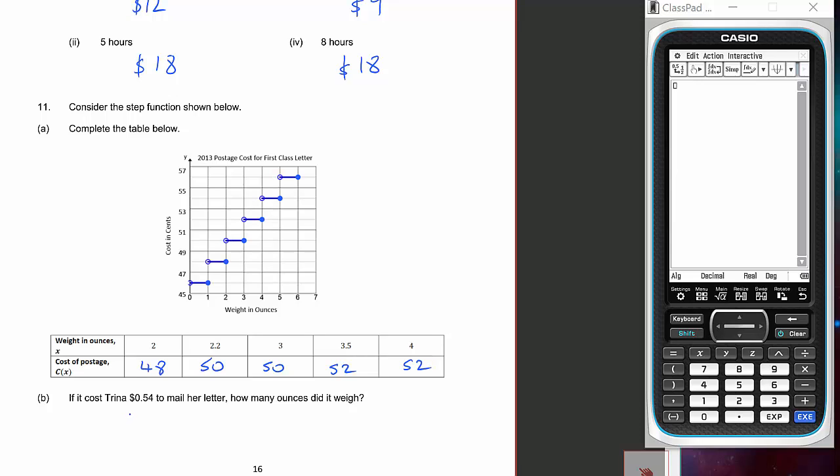If it cost 54 cents to mail the letter, how many ounces did it weigh? Okay, so it cost 54, which is this one here. So really the weight could be anything. Which one was the 54 again? It was this one here, wasn't it? It could be anything from 4, but not including 4, up to 5.